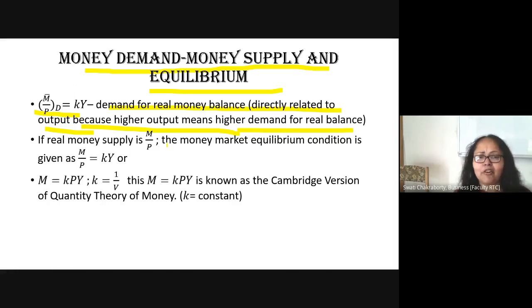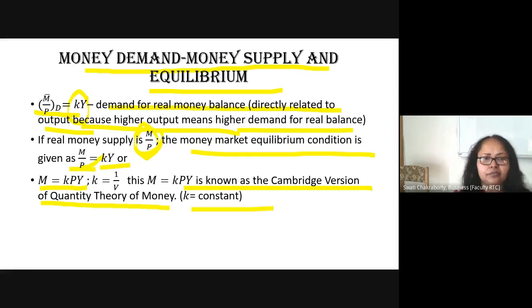The real supply of money is M by P, right? So the money market equilibrium will be money supply equal to money demand. Money supply is equal to M by P, and money demand, as we know, is KY. So M by P is equal to KY, right? And if you take this P to the right hand side, M is equal to KPY. K we know is 1 by V, right? And this M equal to KPY is known as the Cambridge version of the quantity theory of money, and K is constant.